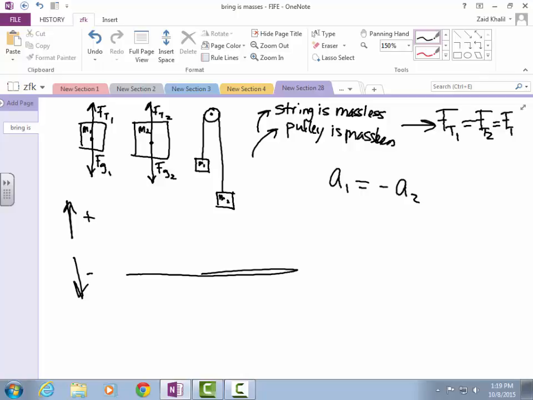What about A2? What can we say about A2? A2 equals negative A1. So therefore we would say A2 is equal to M1 minus M2 times g over M1 plus M2. Yet again, I'll say this again: if you're looking for a formula, you're looking in the wrong place. All I have to do is modify this slightly. Formula is worthless.